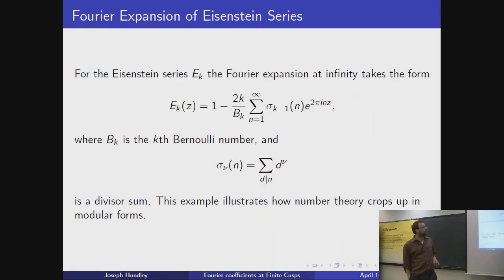So there's our example, and now what I'd like to show you is the Fourier expansion of the Eisenstein series. The Fourier expansion of the Eisenstein series, which is profound, turns out to be this. It comes out in terms of the Bernoulli number, which is a fairly famous sequence of numbers in number theory, and divisor sums. So sigma sub k minus 1 of n is: you take a sum over all the divisors, raise them to the k minus 1, and add that up. So you see that number theory appears organically in the coefficients of these objects.